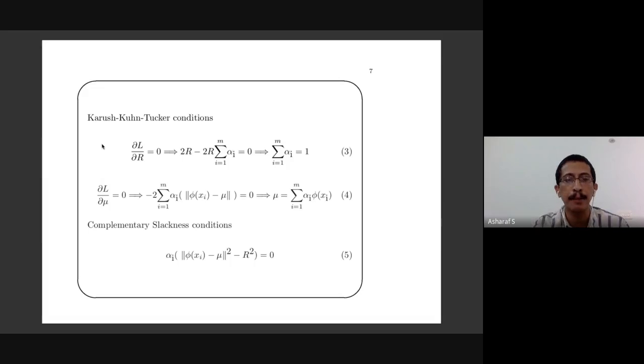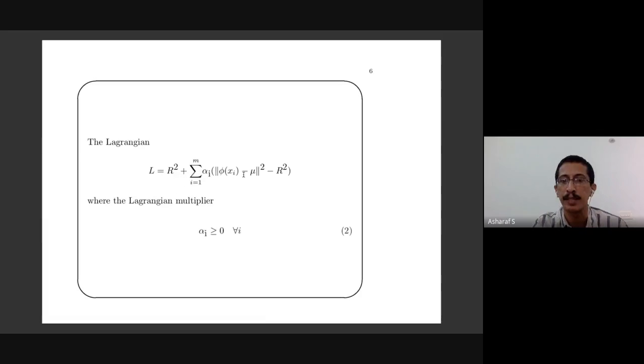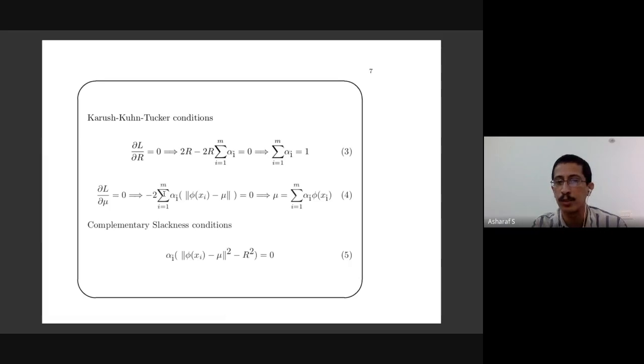The other primal variable is mu. Dou L by dou mu is equal to 0 will give you this kind of equation: minus 2 into alpha into phi of xi minus mu is equal to 0. If you take that to the other side, what you get is sigma alpha phi xi is equal to mu, the equation that you get.